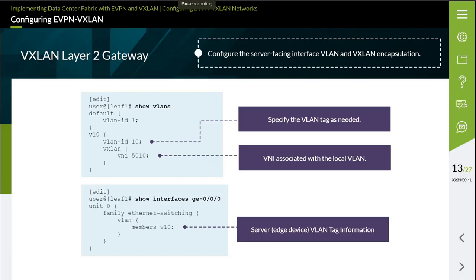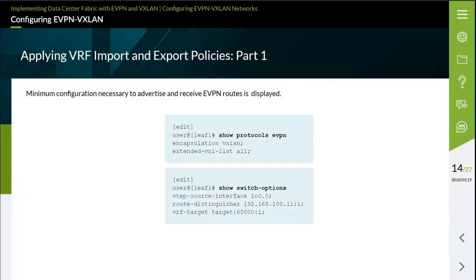The local VNI is then advertised to the remote peers, and the local device is advertised as a Layer 2 gateway to reach the VNI. To advertise an EVPN route, a device must have all of the required parameters for that route. The Edit protocol's EVPN hierarchy defines the required EVPN information, including the encapsulation type and the VNIs, which are part of the virtual switch instance.